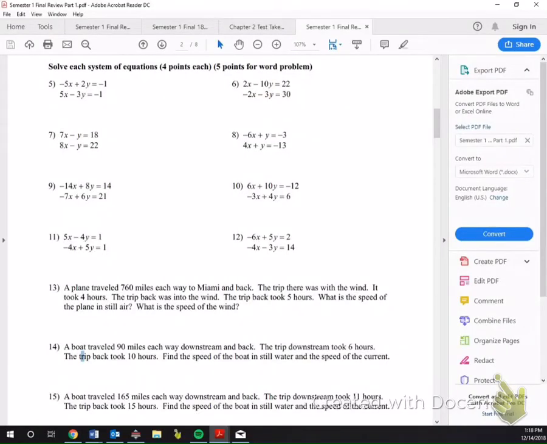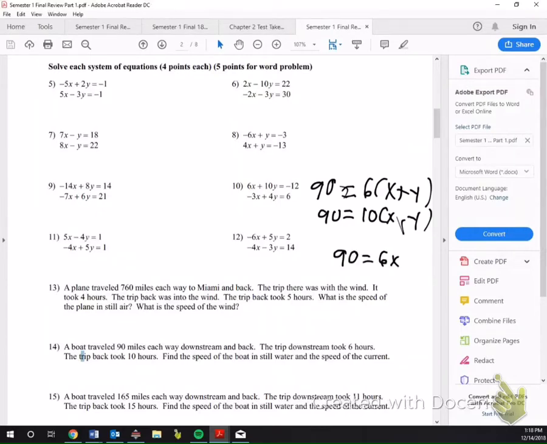Okay, looking at number 14, a boat traveled 90 miles there and back. Same general idea. 90 equals 6x plus 6y, and 90 equals 10 times x minus 10y.